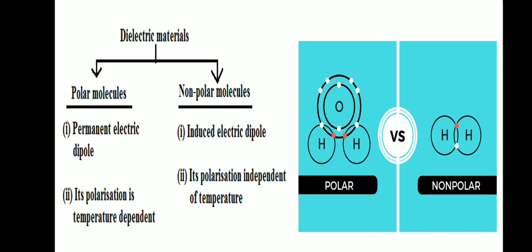There are two types of dielectric materials based on polarization. The first is the polar molecule and the second is the non-polar molecule. In a polar molecule, a permanent electric dipole is present. In a non-polar molecule, an induced electric dipole moment is present. The second difference: in a polar molecule, the polarization is temperature dependent. In a non-polar molecule, the polarization is independent of temperature.